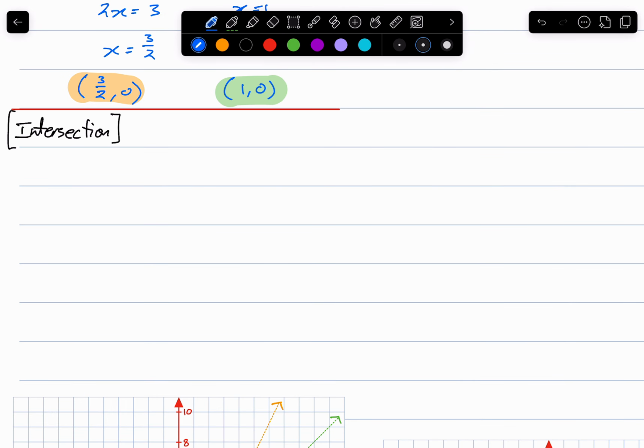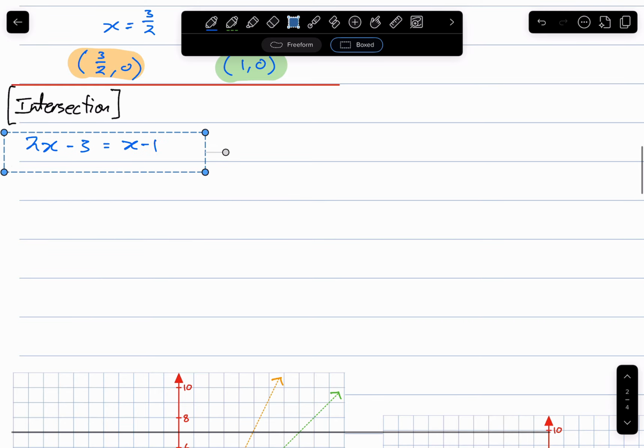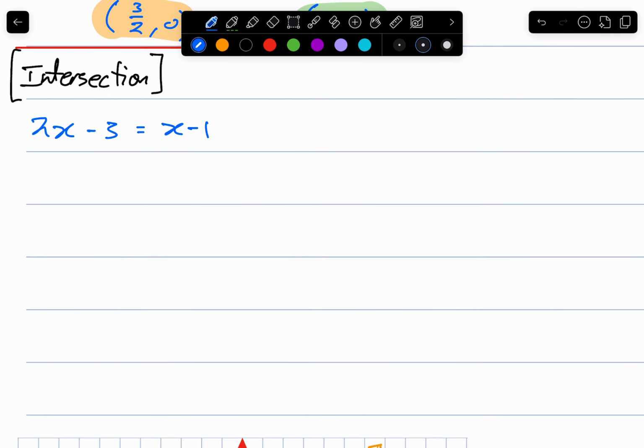So this will become 2x minus 3 equals x minus 1. And we simply solve this. Moving the x across, I get x minus 3 equals minus 1. Moving the 3 across, we get 3 minus 1, which is 2.